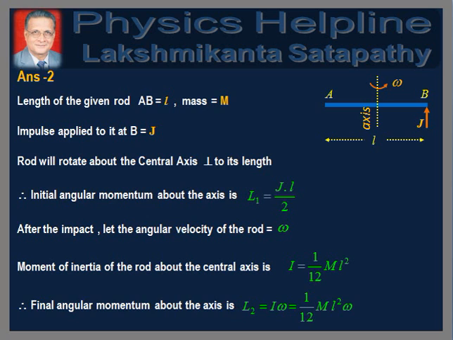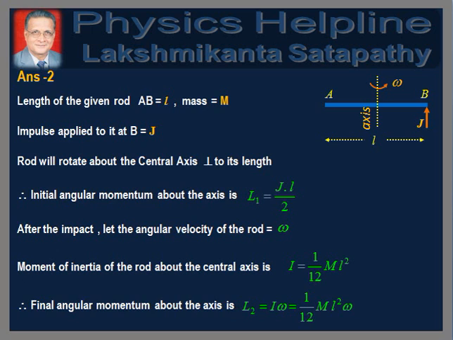Now we will solve the problem in question 2. The situation is shown in the figure. Length of the rod AB is equal to L. It is placed on a smooth horizontal surface. Mass of the rod is equal to m. The impulse applied to it at B is equal to J.